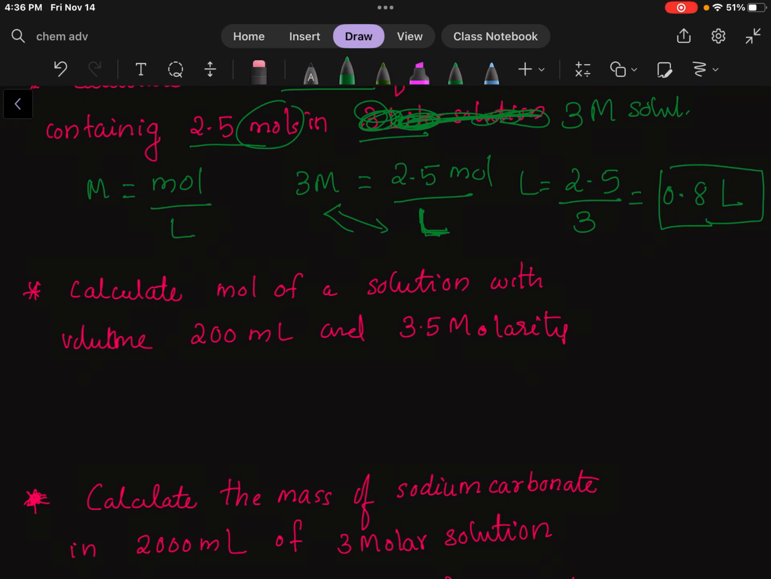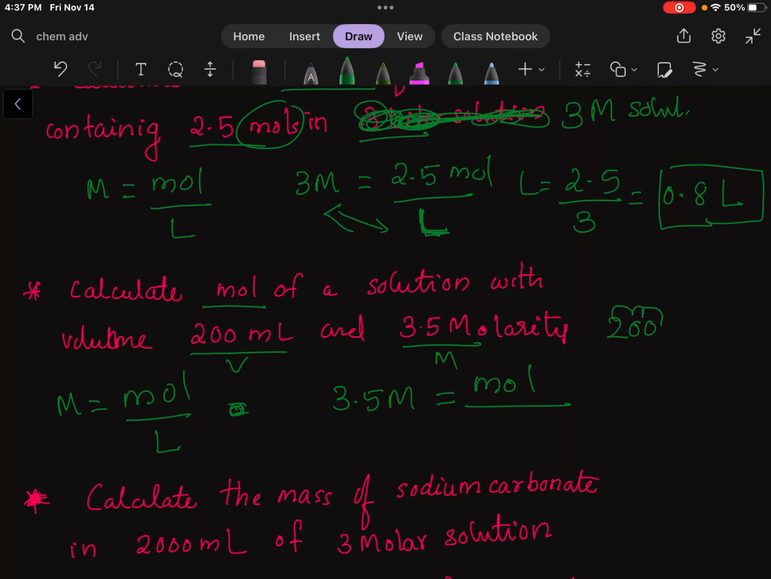So now the next question, you are going to find the mole. This time you have volume given and you have molarity given. Again, same thing: we'll substitute in the equation. Molarity is equal to moles over liter. Mole is not given, so we'll write 3.5 molarity is equal to moles, which is unknown, you can put x variable, over 200 ml. Remember, 200 ml will be 0.2 liters. I will keep the sig fig, 0.200.